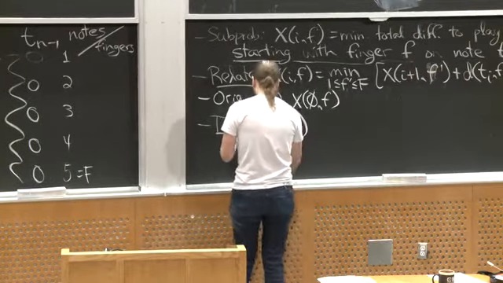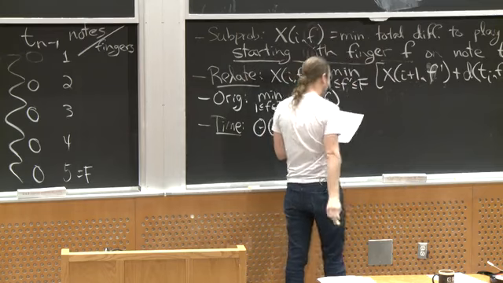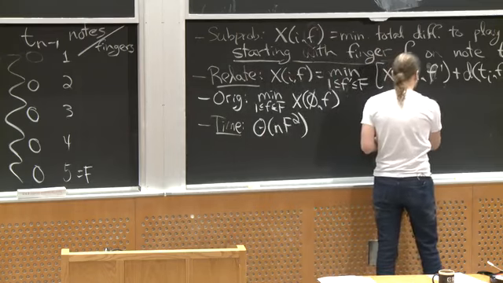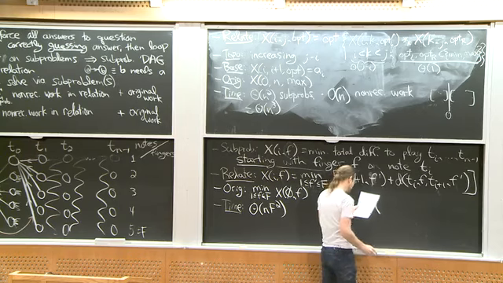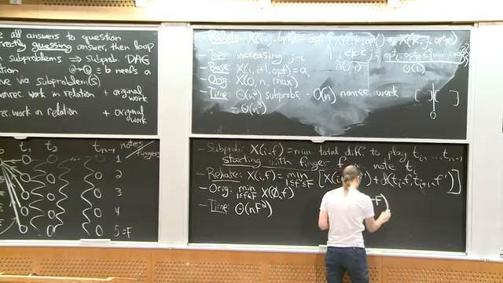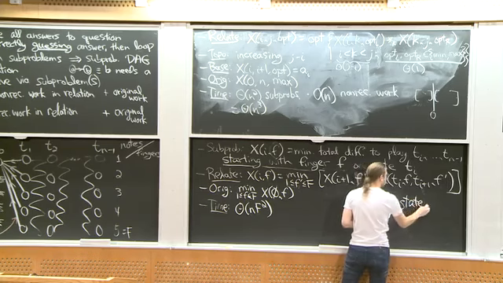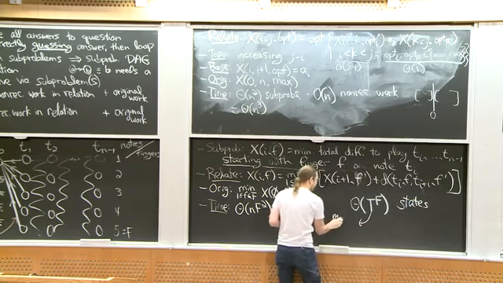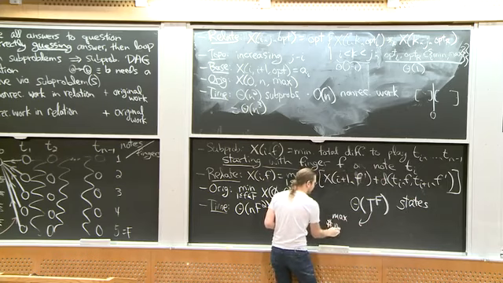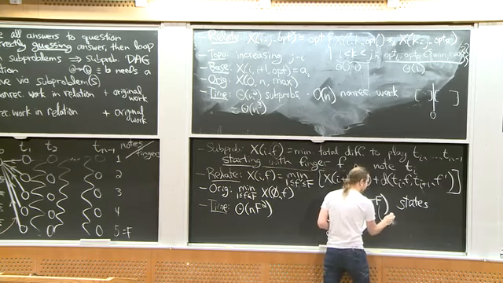OK, jumping ahead. So if you do multiple notes at a time, instead of this finger choice, which just had f choices, we have, what do I write here? T to the f possible states, where t is the maximum number of notes that I could play at once. And usually this is at most f, 1 per finger, but we could generalize. And f is the number of fingers.